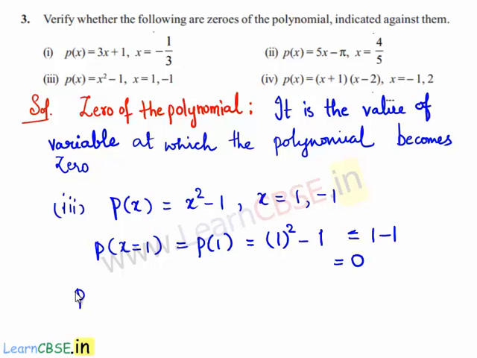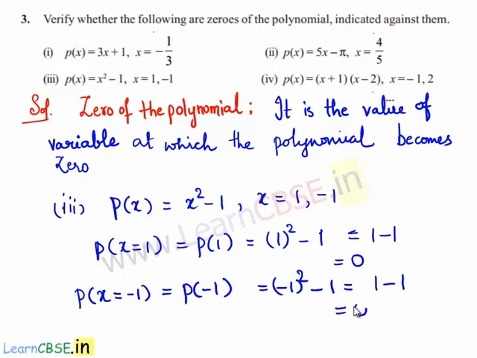And substituting the value of x is equal to minus 1, which is P of minus 1, which is minus 1 whole square minus 1. That becomes 1 minus 1, which is also 0. Therefore, by the definition, we can say that x is equal to 1 and x is equal to minus 1 are zeros of the given polynomial.